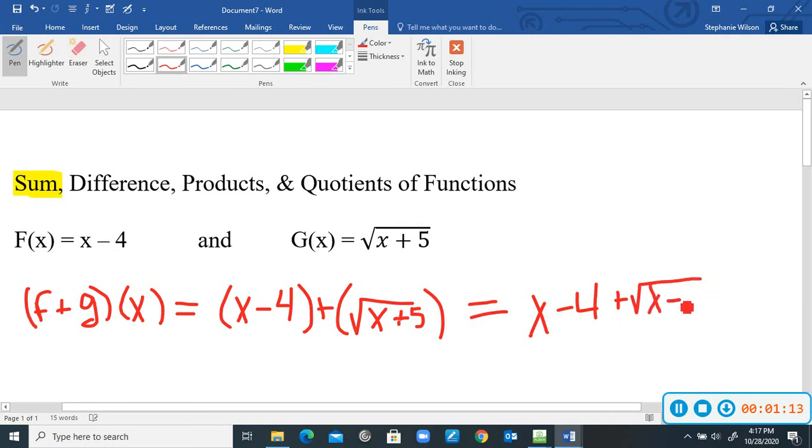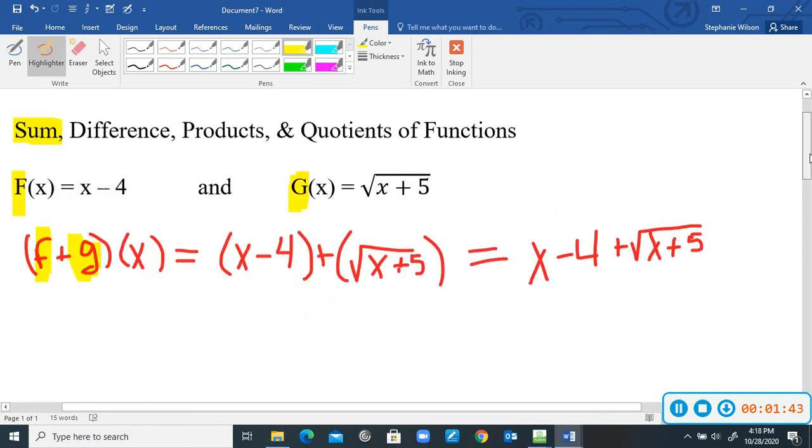And I could switch the order and say G plus F of X, and that would put the square root of X plus 5 in front of X minus 4. So just make sure in your read which one is listed first in this ordered pair here. You know, it's F plus G. And again, I used uppercase. I could have used lowercase, but you kind of get the point here.